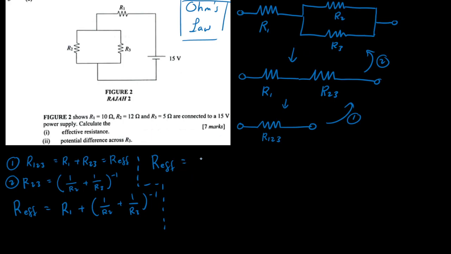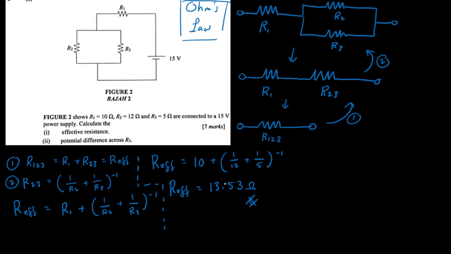Alright, so here let us just substitute some values. R1 being 10 ohm, and then I have 1 over R2. 1 over R2 is just 1 over 12. And then I have R3 being 5, so 1 over 5. And then the inverse of that. So you press into your calculator, what you will find is that your R effective is simply going to be 13.53 ohm. Alright, so that's your final answer.